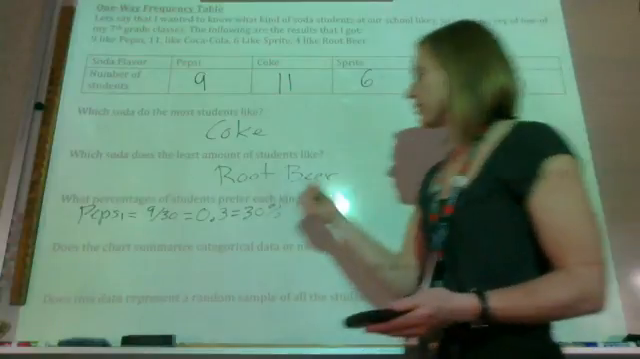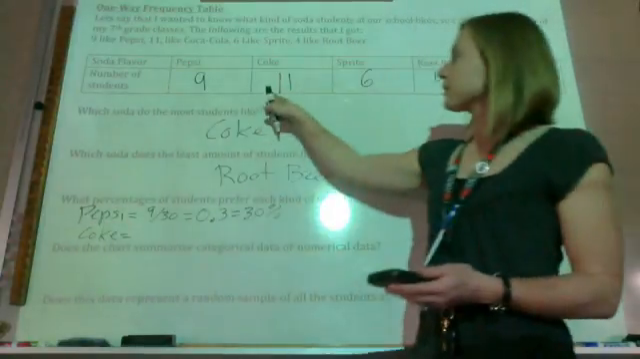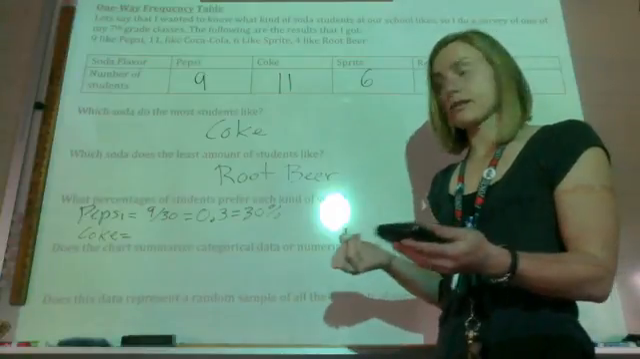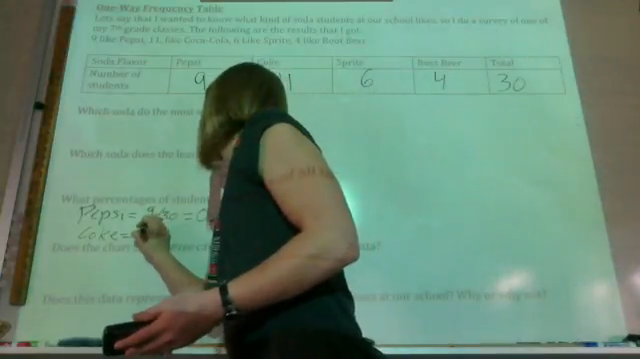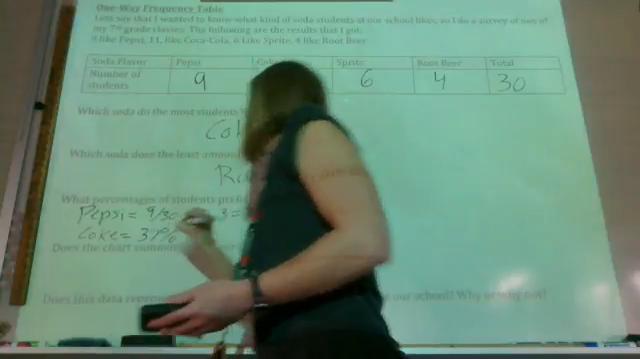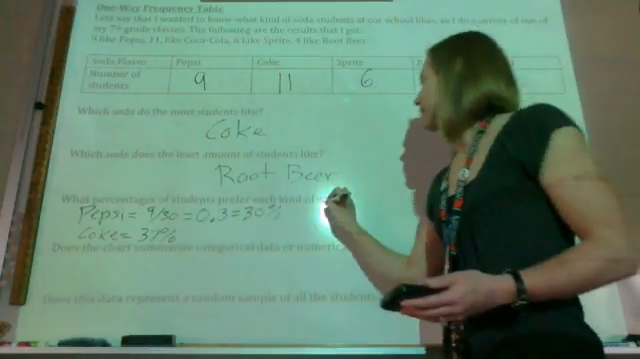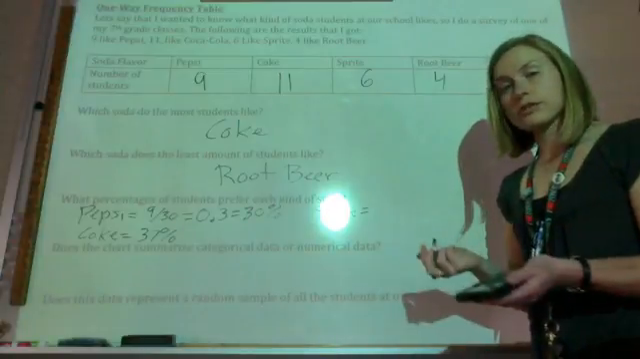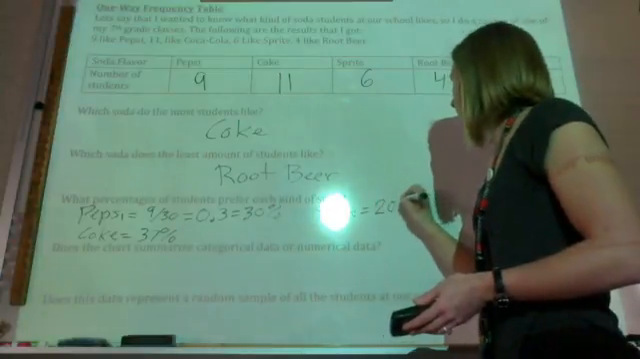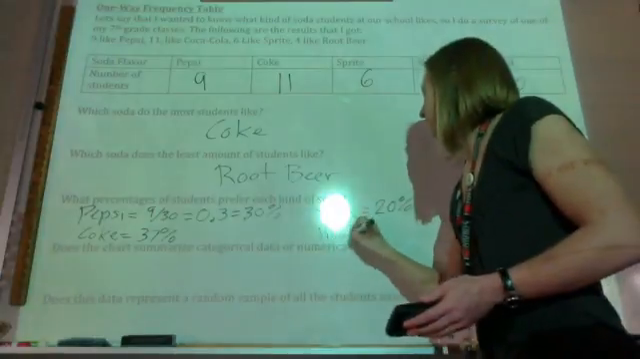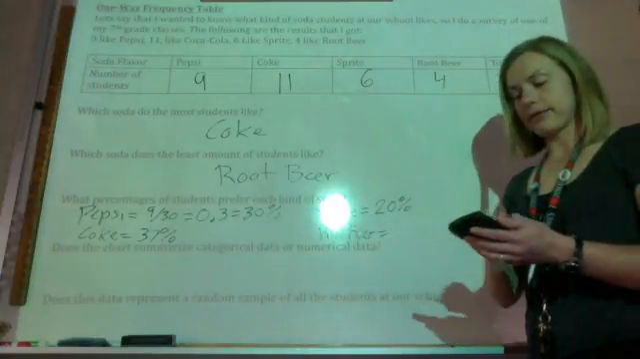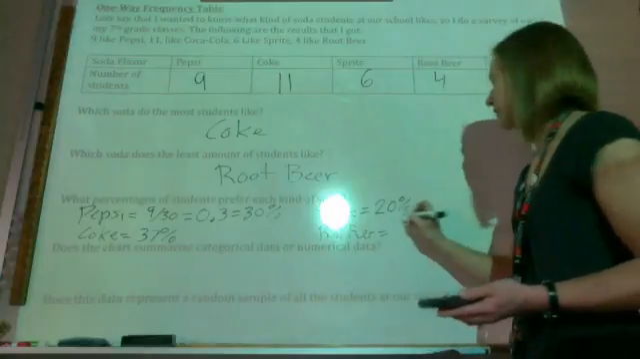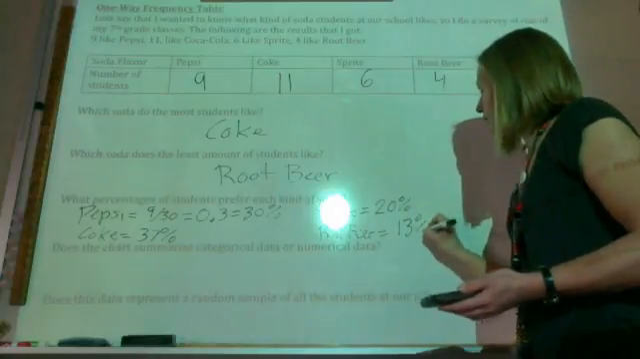So let's do Coke now. I need to do 11 divided by 30, and I get 0.366666. So we'll round that to 37%. Sprite, I need to do 6 divided by 30, which is 0.2, so that's 20%. And root beer, I need to do 4 divided by 30, and I get 0.13333, so we'll round that to 13%.